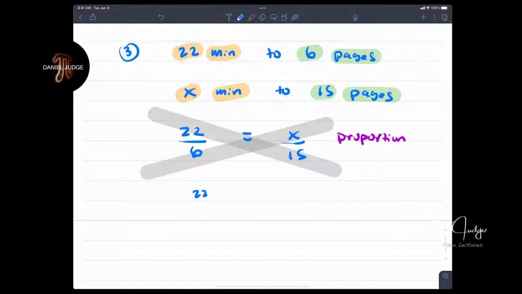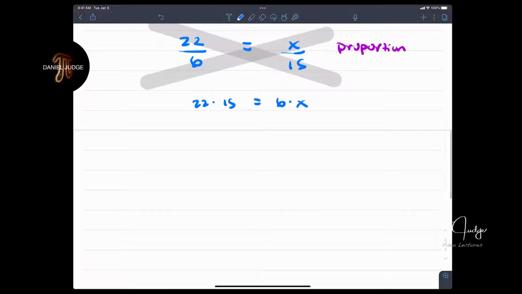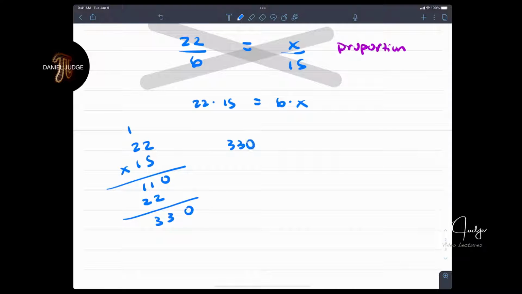So 22 times 15 equals 6 times x. And we don't know what 22 times 15 is. So if we don't know, there is no shame in getting out our algorithm. 5 times 2 is 10. 5 times 2 is 10. That makes it 11. 1 times 2. 1 times 2. We now add. So 330 equals 6x.